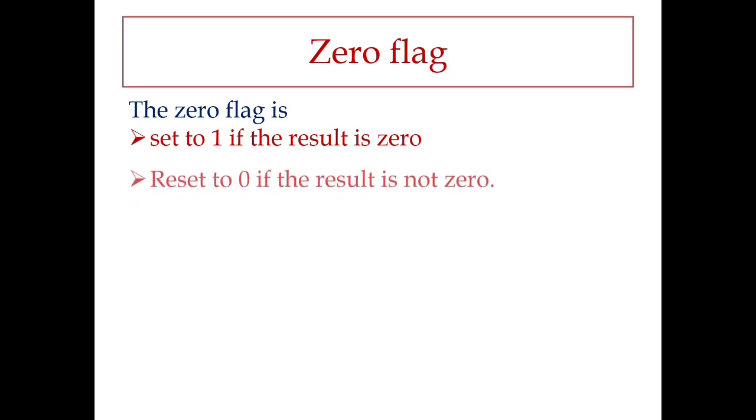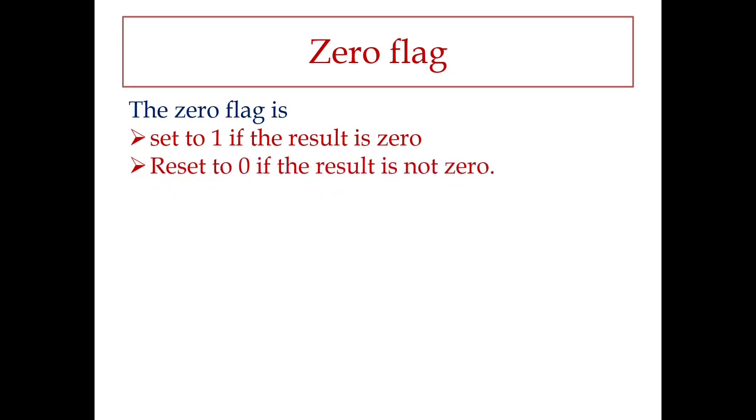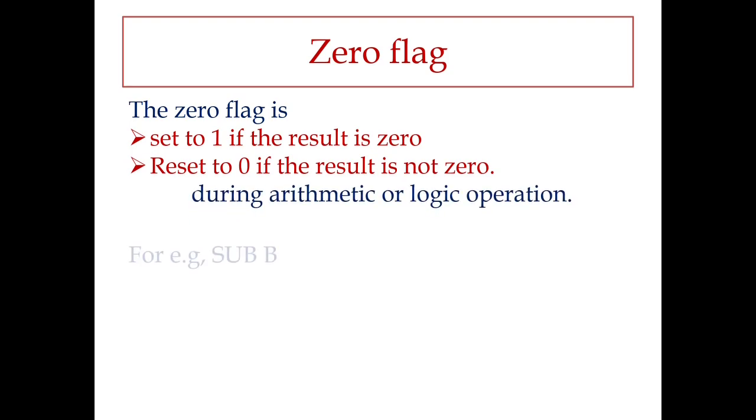Next flag is the zero flag. This zero flag is set whenever the answer obtained is 0. So, the zero flag is set to 1 if the result is 0, and it is reset to 0 if the result is not 0 during any arithmetic or logic operation.